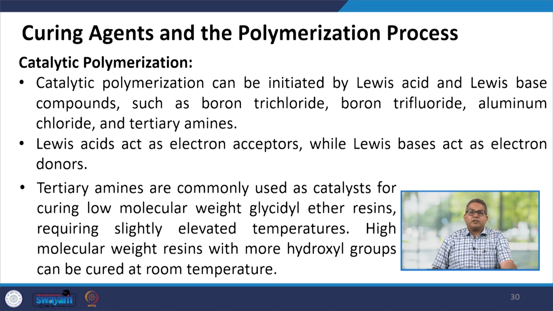Now let us talk about the curing agent and polymerization process. First, let us take up the catalytic polymerization. The catalytic polymerization can be initiated by Lewis acid and Lewis base compounds like boron trichloride, boron trifluoride, aluminum chloride, and tertiary amines. Lewis acids act as electron acceptors, while Lewis bases act as electron donors. Tertiary amines are commonly used as catalysts for curing low molecular weight glycidyl ether resin, and this requires slightly elevated temperature. High molecular weight resin with more hydroxyl groups can be cured at room temperature.